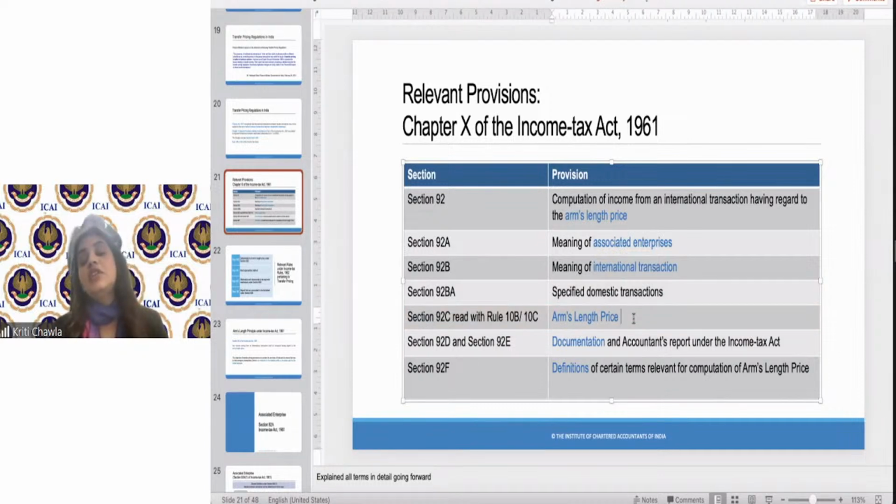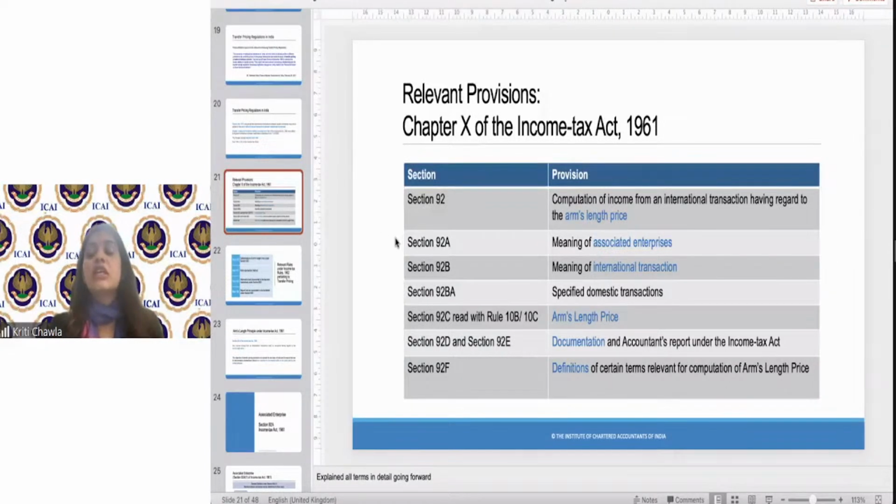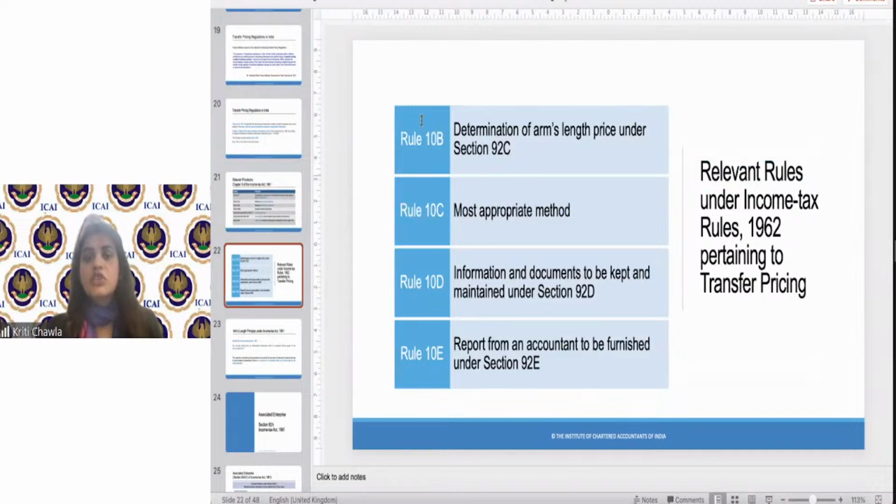Then there is section 92D, which is documentation and the transfer pricing report, which we'll discuss. And then finally, section 92F has some definitions which are related to transfer pricing. So we'll take all these sections one by one going forward. Obviously, you cannot understand the sections if you do not know the rules. So the rules are accompanying the sections.